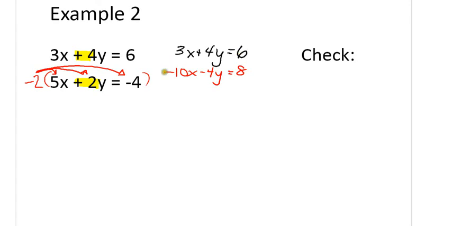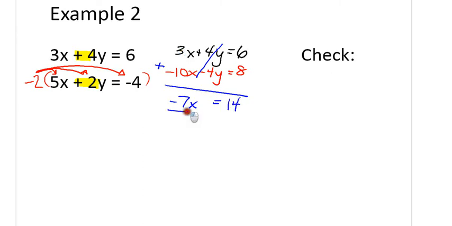minus 4y equals 8. If that's the case, I'll use blue here, these two now, the positive 4y and the negative 4y, are additive inverses. If they're additive inverses, if they're opposite, I add. Additive inverses, I add. So 3 plus negative 10 is negative 7x. The 4 plus negative 4 is nothing. Cross those out. And 6 plus 8 is 14.